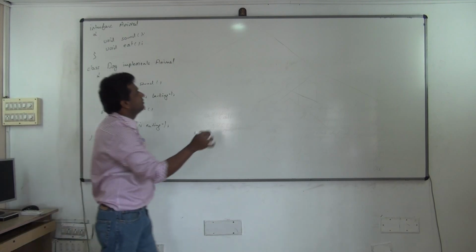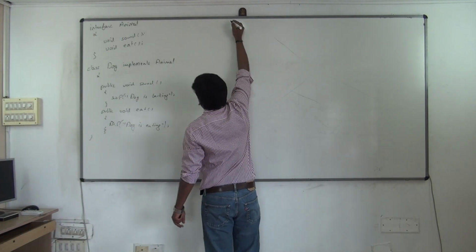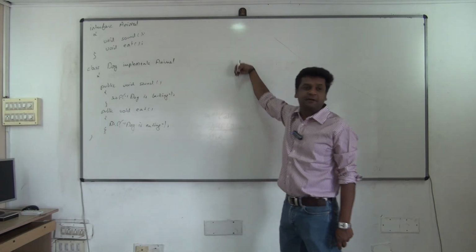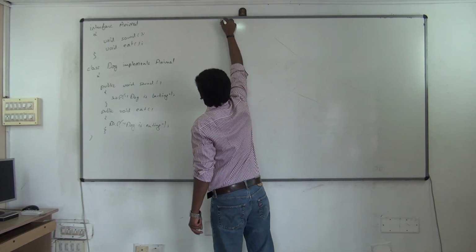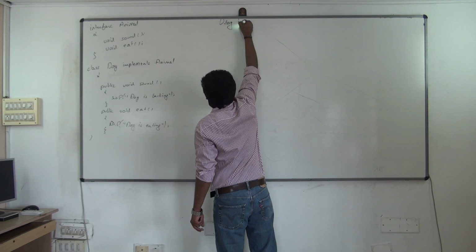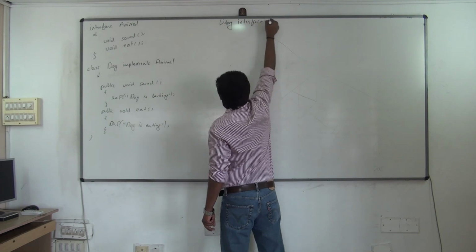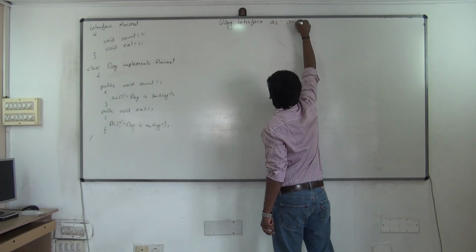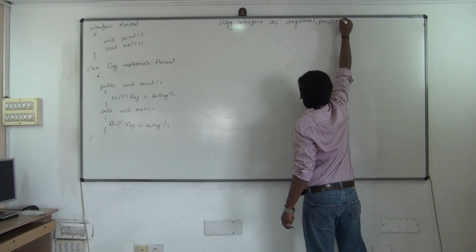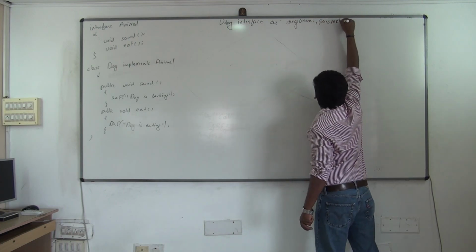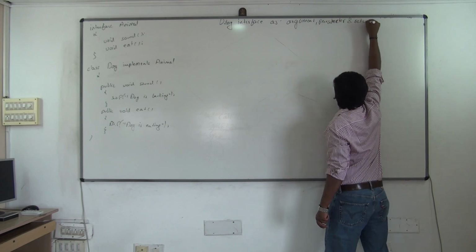See, the topic is what? Just do not forget this. We are using interface as an argument, parameter and return type. Using interface as, this is very, very important, argument, parameter and return type.